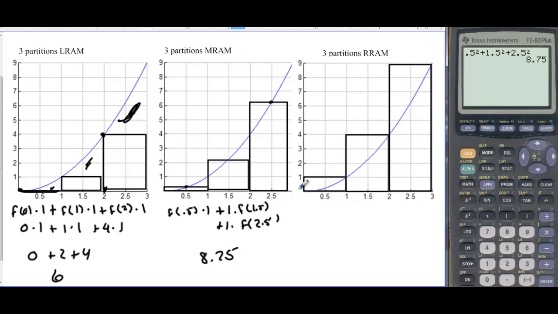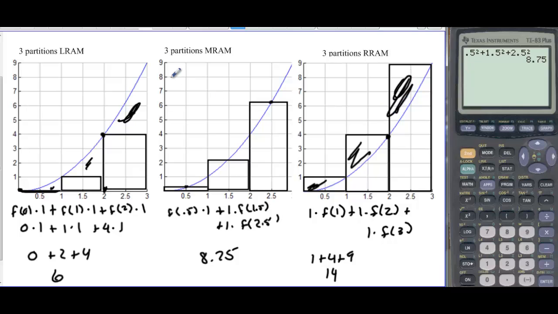Well, now we have 1 times f of 1 right here, plus 1 times f of 2, that's the height of this rectangle, and then plus 1 times f of 3. And all these are times 1, and we're squaring x, so we have 1 plus 4 plus 9. 9 plus 4 is 13, so we have 14, but that's definitely an overestimate because we have lots of area that's actually above the curve.